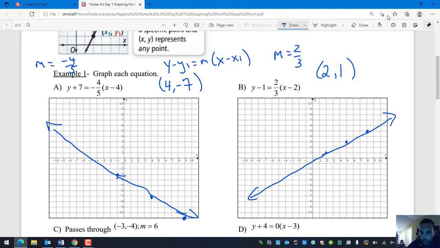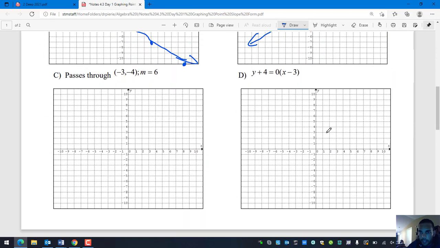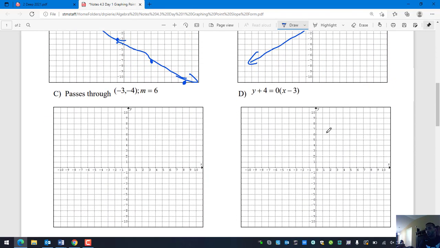We'll actually do one more here, letter D, just to make sure you guys are on the same page. Okay, so we see y plus 4 is equal to 0 times the quantity x minus 3. Okay, so what is the point that they're giving us? My x coordinate is right here and my y coordinate is right here. So the point that it's going to pass through, my x coordinate, I see minus 3, so it should be positive 3. And then I see plus 4, so it should be negative 4.